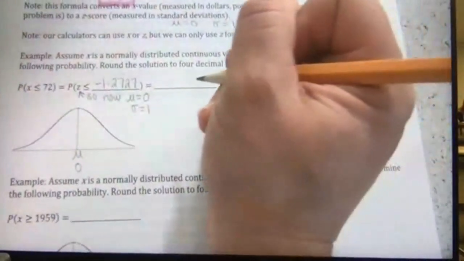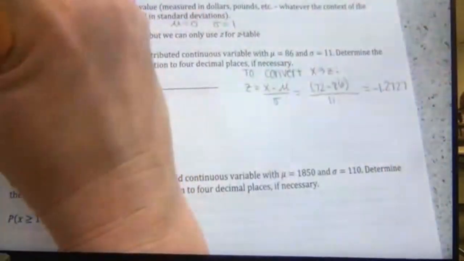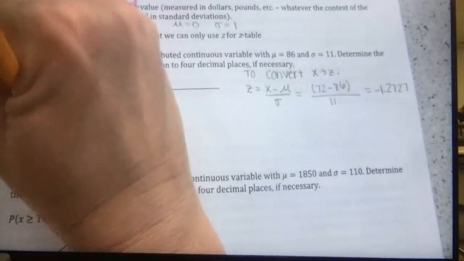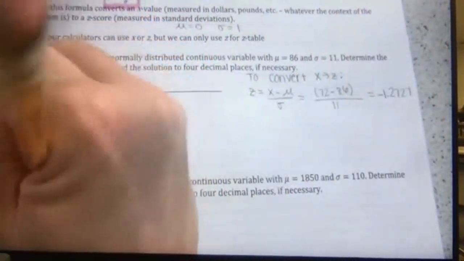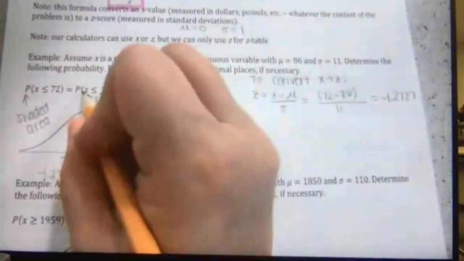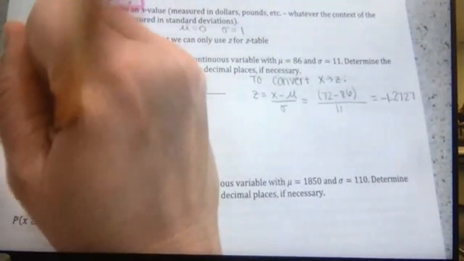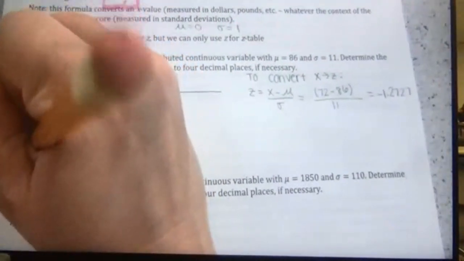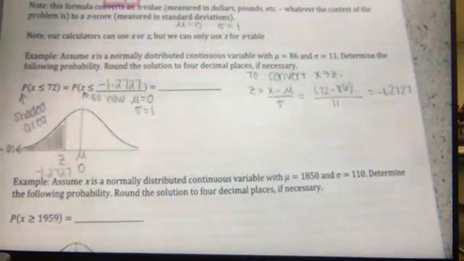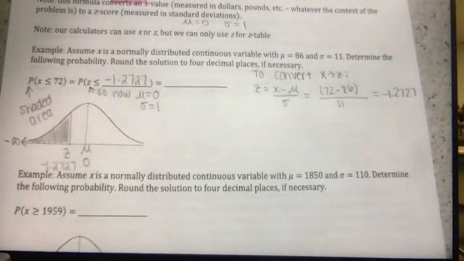So in the middle is our mean, which is 0. Remember, we're talking about probability. Our probability is our shaded area. Our z value is negative, so on the left-hand side, negative 1.2727. And we're saying that z is less than or equal to, so everything to the left, going on forever towards negative infinity. So exactly like the previous problems, there's that one extra step.